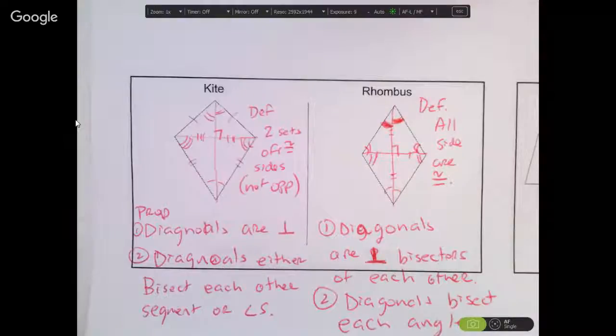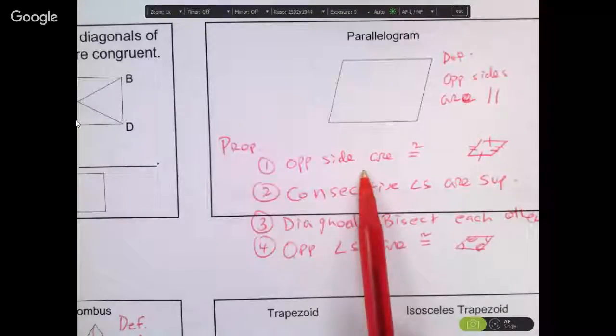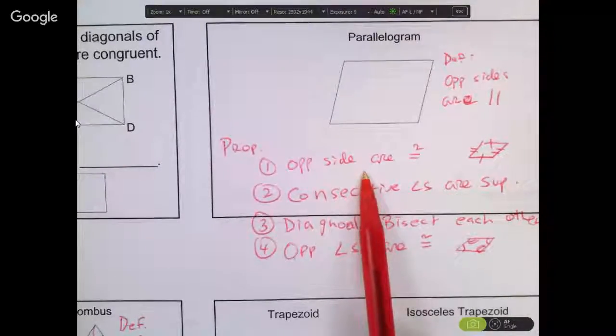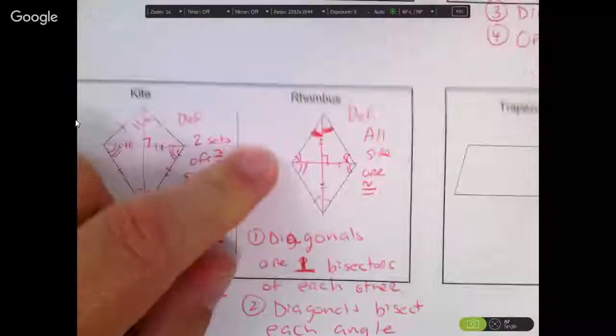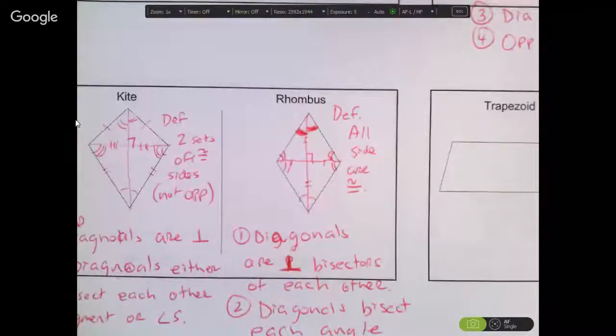Now this is where it gets kind of tricky. Is a rhombus a parallelogram? It is, because opposite sides are congruent. Could we say that a rhombus is a kite, or a kite is a rhombus? No, because a kite does not have opposite sides congruent. A rhombus is a kite.